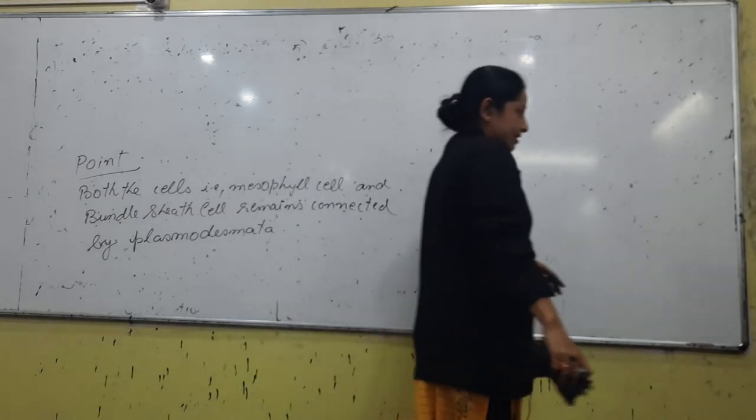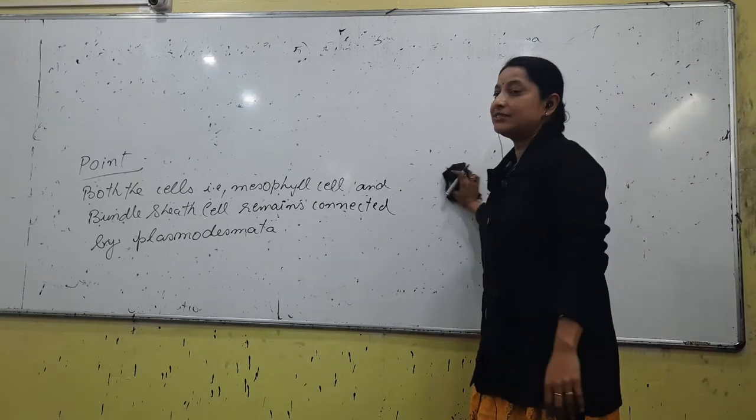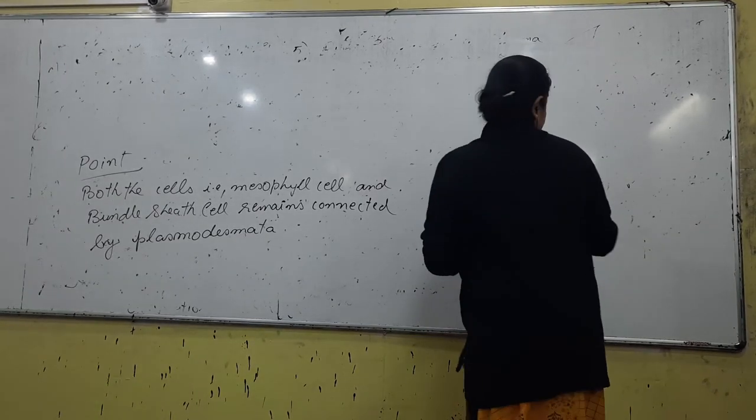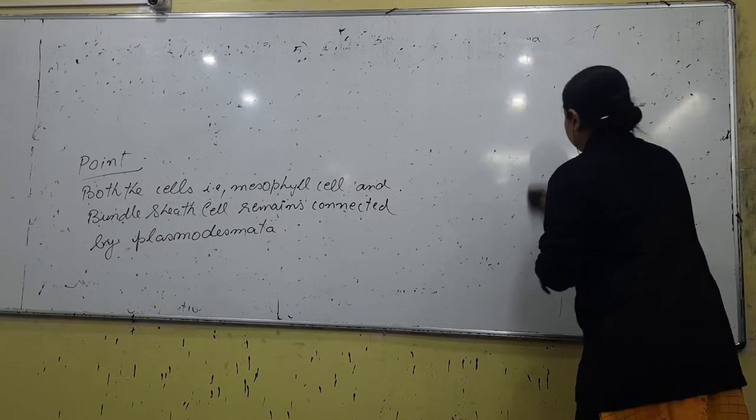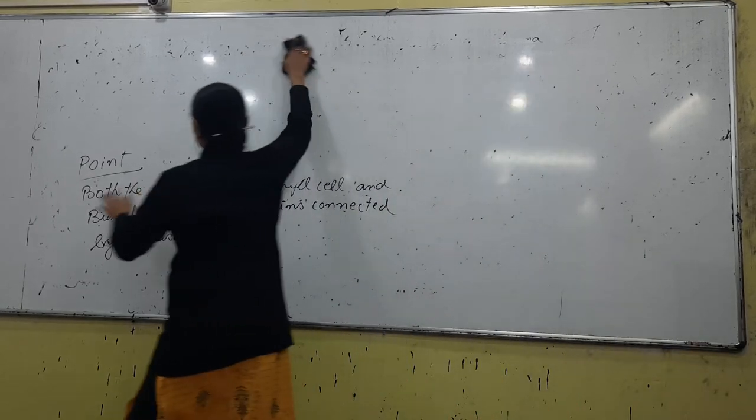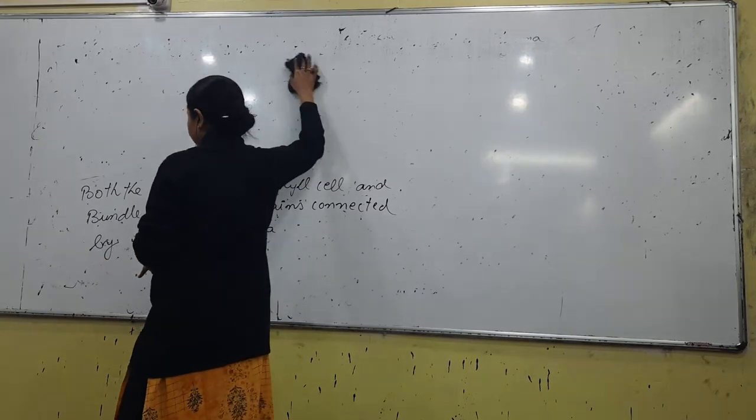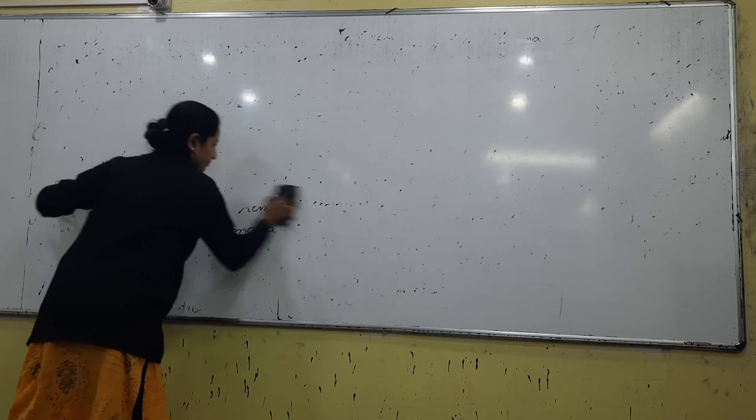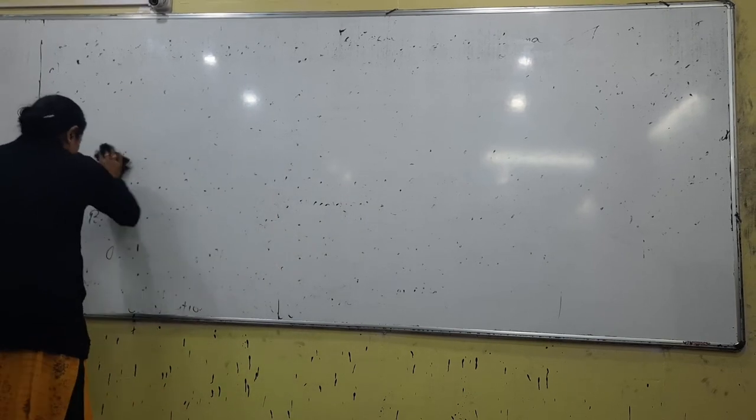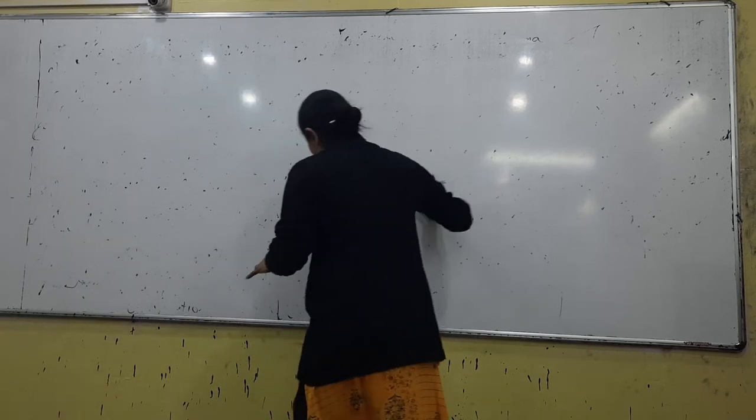Okay, so we have written all the information about C4 cycle. Now we will see the reactions, how we will draw the diagram. If this is over, I'll drop the board. Over? Yes. Okay, so we'll draw the C4 cycle.